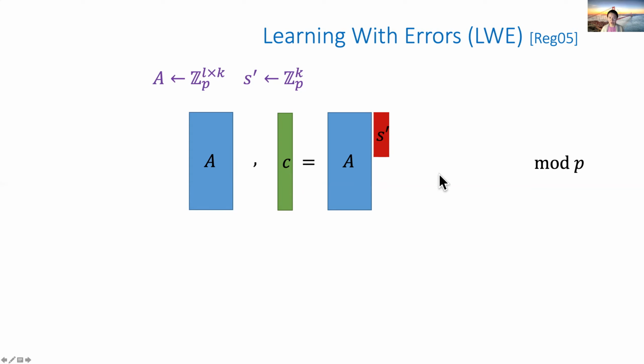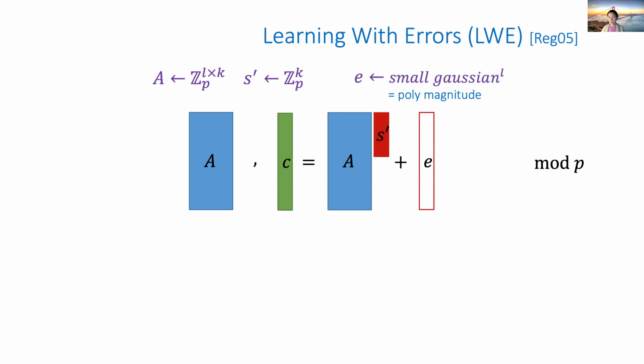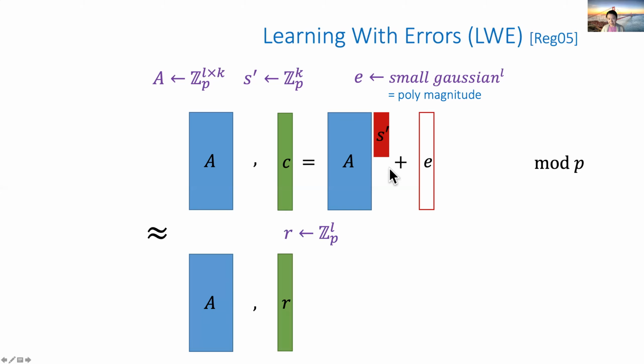What the LWE assumption postulates is that as soon as we perturb the output of the linear system a little bit using some small Gaussian noise that only has polynomial magnitude, then suddenly it becomes hard to solve the linear system and recover the unknown s prime. And not only is s prime hard to find, in fact, it also implies that (A, C) is pseudo-random, in the sense that it's indistinguishable from (A, R), where R is just a completely random vector.